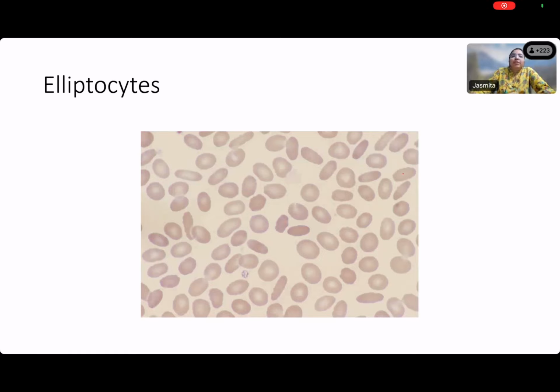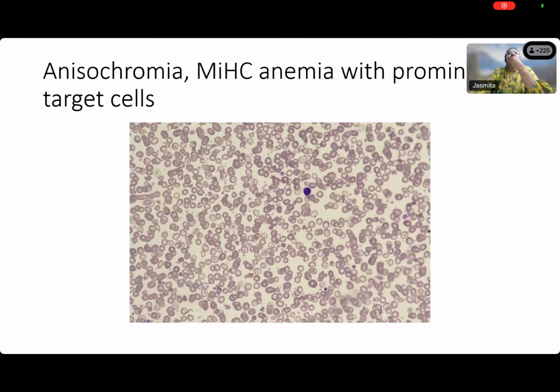Now this is a case of hereditary elliptocytosis, and you can see that most of the RBCs here are elliptical in shape. So this patient needs to be investigated for hereditary elliptocytosis. Okay, now this particular image I had clicked. This was one of our patients referred for thrombocytosis.